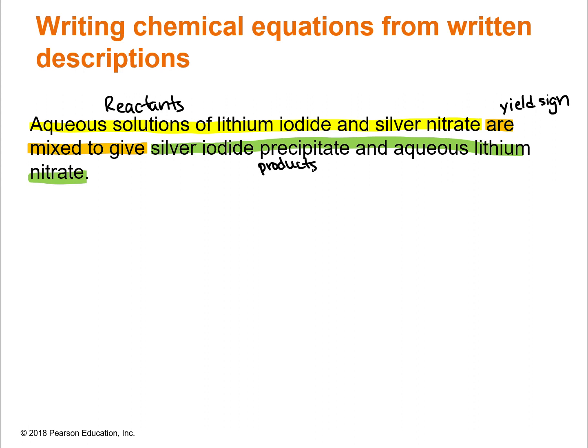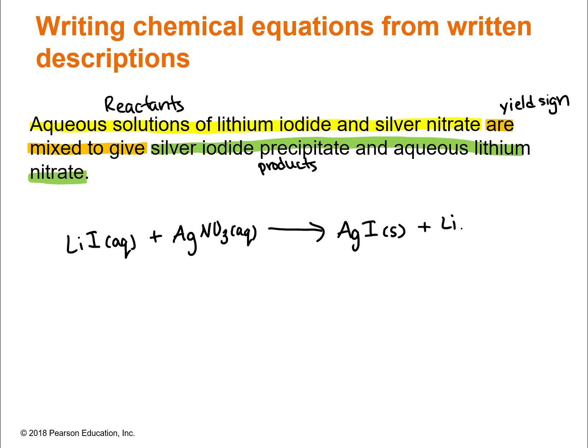Aqueous solutions of lithium iodide and silver nitrate. Lithium iodide, silver nitrate, mix to give, that's my arrow, silver iodide precipitate, again that means a solid, and aqueous lithium nitrate. Pretty straightforward.